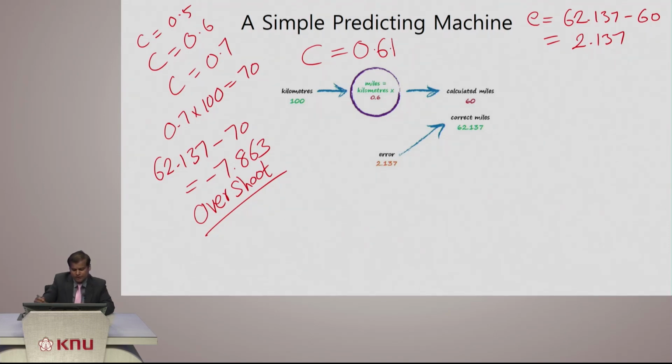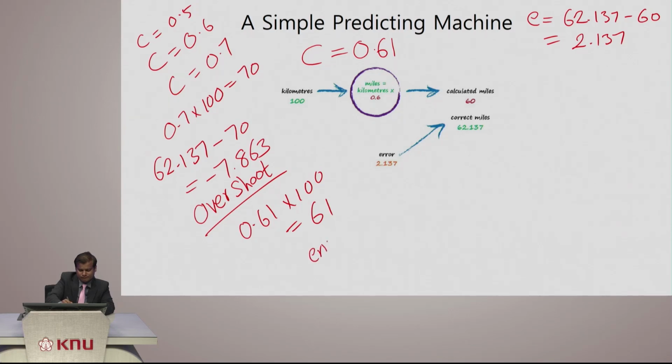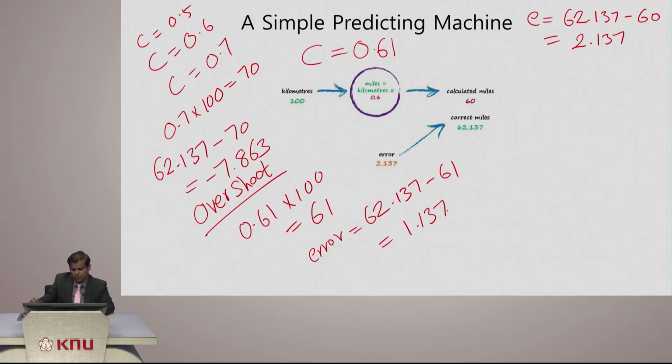So if you choose 0.61, what happens? The value would be 0.61 times 100, which is going to be 61, and your error is going to be 62.137 minus 61, which is 1.137. Well, we have seen that with 0.61 we are in fact reducing the error.